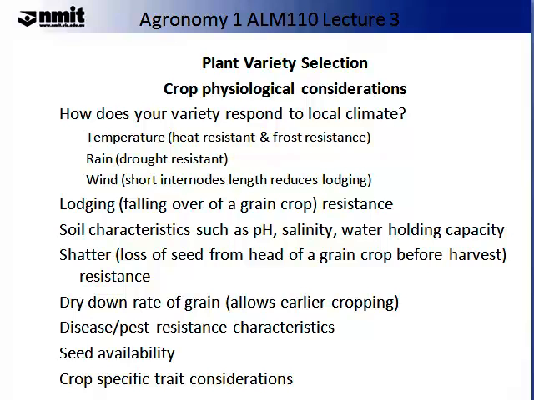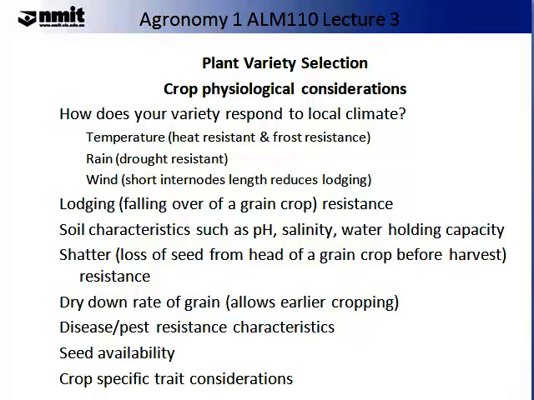How does your crop respond to wind? Are you growing in an area that is very open and subjected to high winds? If so, perhaps you should look at a crop that has a short internode length, and this reduces lodging. Lodging is when a grain crop falls over, and lodging resistance is the ability for a plant not to be susceptible to lodging.